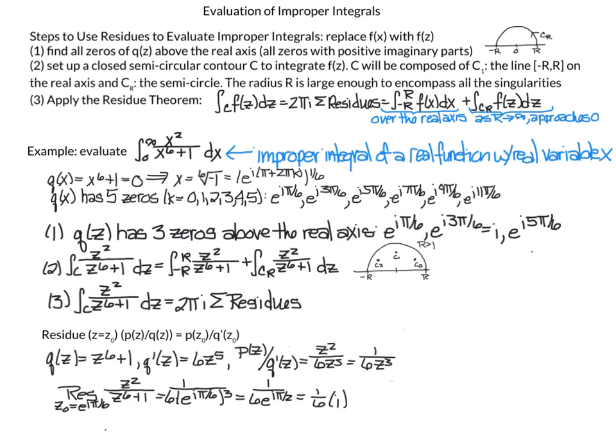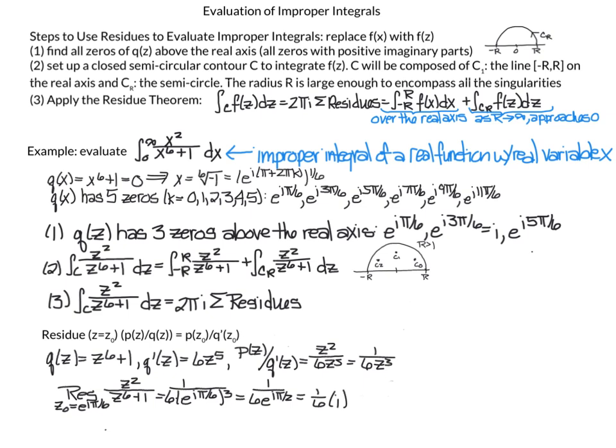Over here, p of z then is equal to z squared. q of z is equal to z to the 6th plus 1. So I have q of z, z to the 6th plus 1, then q prime of z. If I take the derivative of this, I get 6z to the 5th. So p of z divided by q prime of z is equal to z squared over 6z to the 5th, which is 1 over 6z to the 3rd. So now if I want to calculate my residue at z naught equals e to the pi over 6, that's my first singularity, of z squared over z to the 6th plus 1, that's equal to 1 over 6, then z cubed.